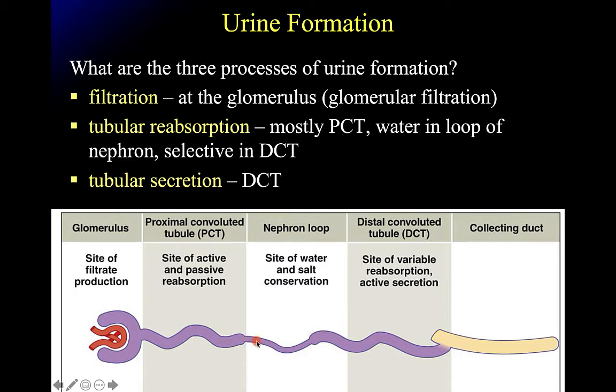We then move into the nephron loop. It's a site of salt and water conservation. We could think of this as part of the tubular reabsorption if we want, or focus on water conservation. This basically reclaims the difficult to reclaim water. And then we move into the distal convoluted tubule.